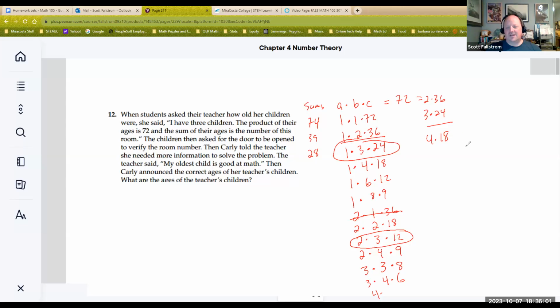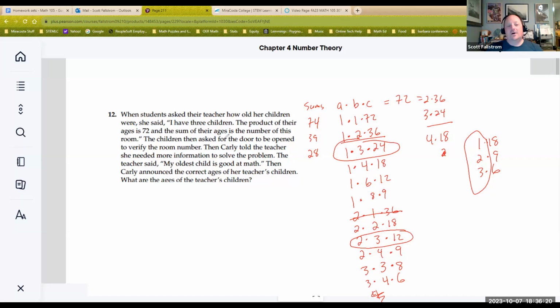So I need things that multiply by 18. So 4 times, was it 2? So 18 would be 1 times 18, 2 times 9, and 3 times 6. So if you look at these, all of them have a factor that I've already listed. So 4 is out. So really this lists all of them.